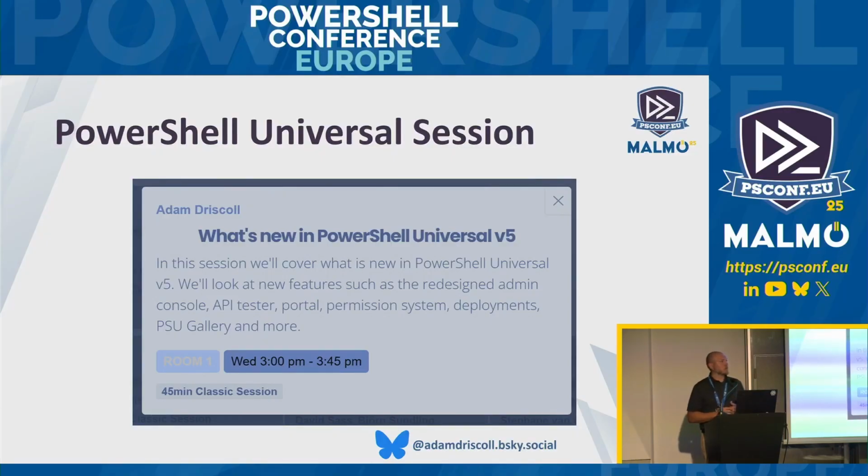So I'll be showing off some of the new features in V5, including a new admin console that we built with Blazor. Some of the new features of that admin console, including API tester for your endpoints, a portal, and the permission system built around that. And then a couple other cool things around deploying PowerShell Universal and the PowerShell Universal Gallery.